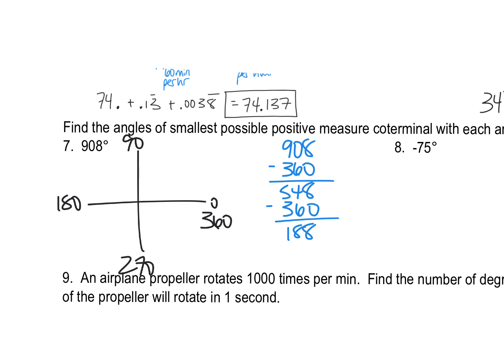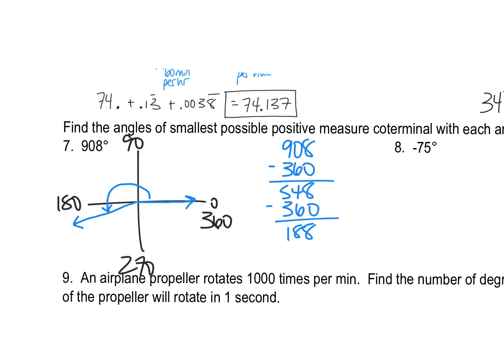So where does 188 degrees go? Well, I start here on 0. That's my first part of my angle, my initial side, and I'm ending down here just past 180, so 188 degrees. And that is where that angle measure goes. So it's kind of like a foreign language, like 908 degrees, what actual angle measure is that? You just keep subtracting 360 until you get a number that's between 0 and 360 so you can actually graph it. That's all you're doing.